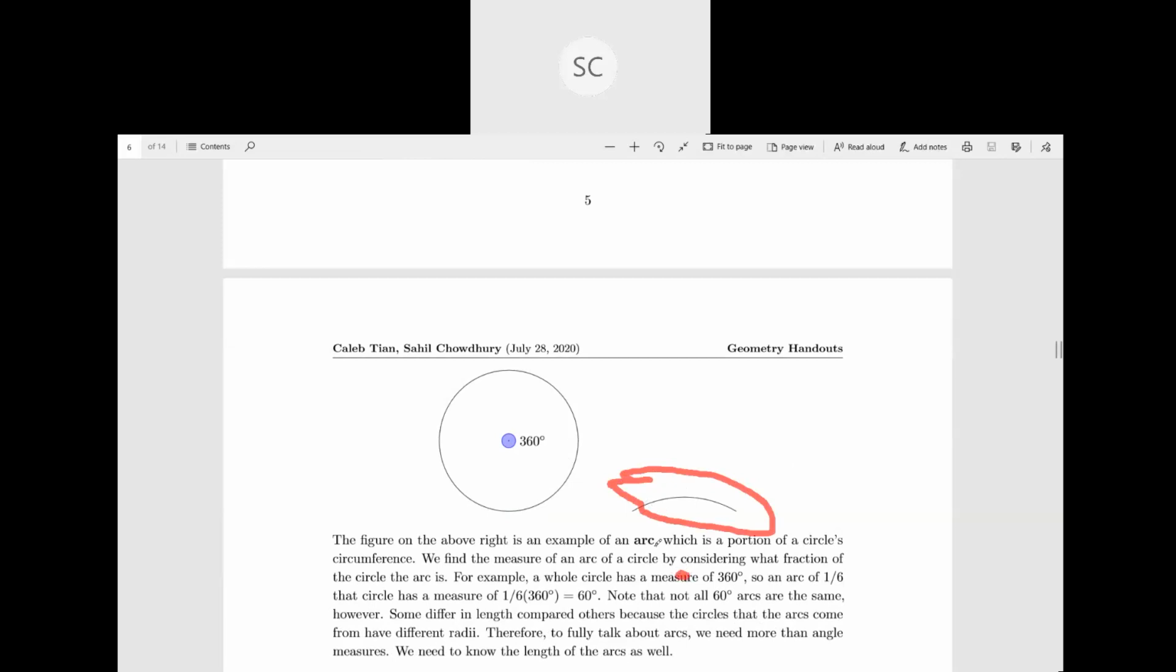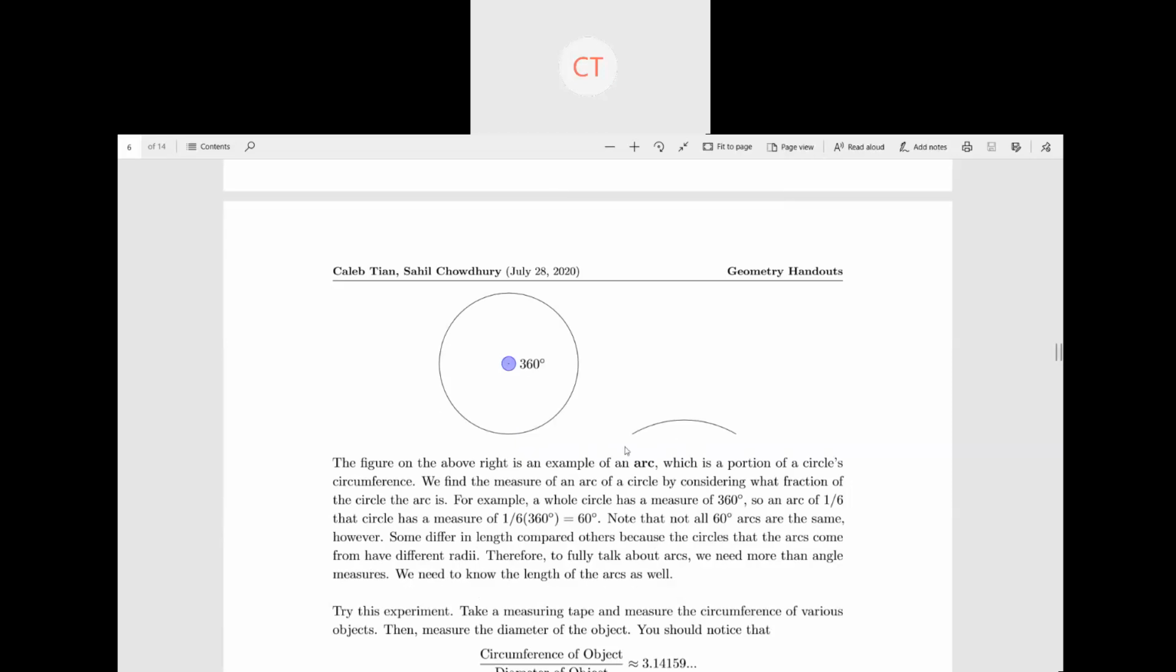So Caleb, do you want to take the screen? Sure. One second. Caleb, are you there? Yep. I'm trying to pull up the PDF. Alright, did that work? How do you find the area of the hexagon again? I forgot. Alright, can you guys see my screen?